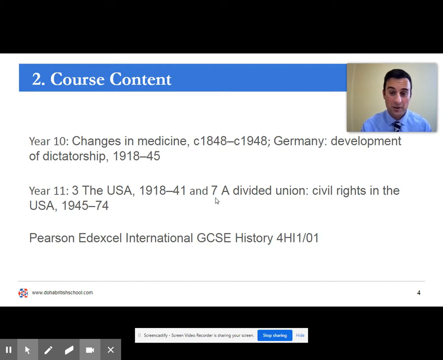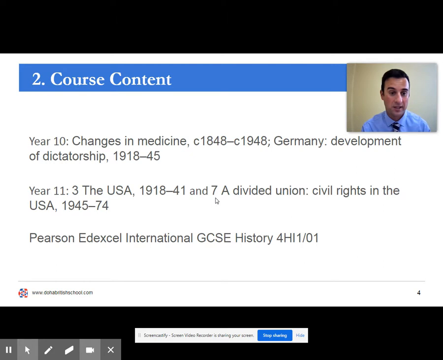These are the courses we study each year in Year 10 and Year 11. So in Year 10 we do 2 modules. We do changes in medicine from the 19th century up into the 20th century. And we start off looking at the 3 main problems of medicine, which is pain, blood loss and infection. And by the end, we are looking at the reasons why the National Health Service was introduced into the UK in the 1940s.